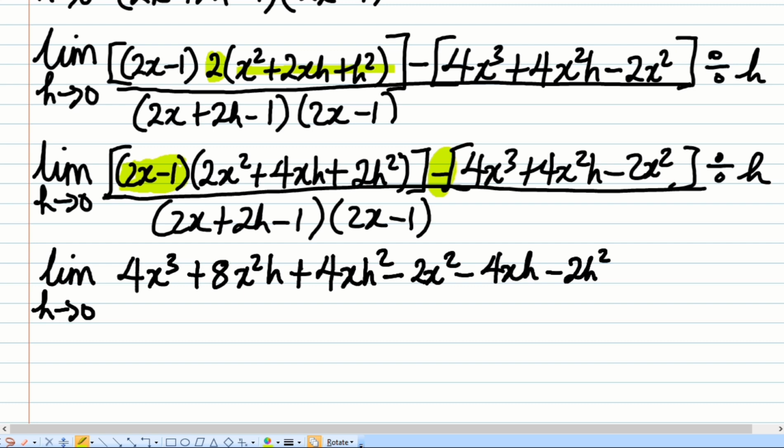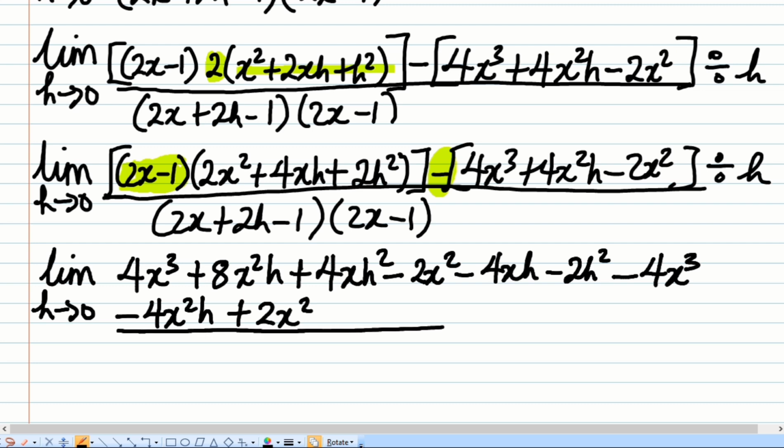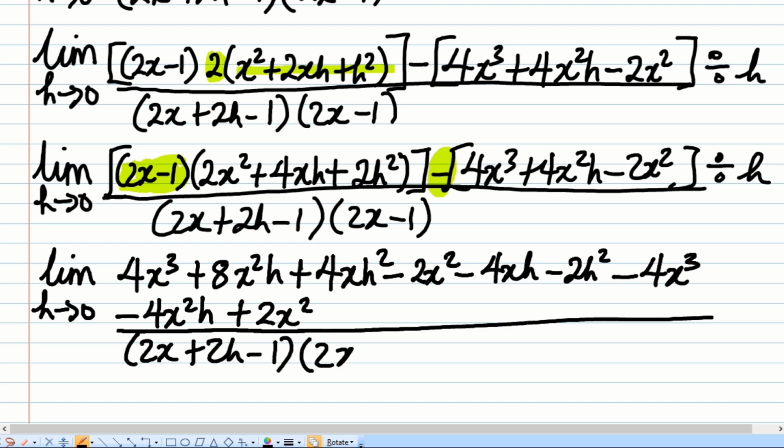So I'm now going to have minus, now this is going to be very long, minus 4x cubed. Minus 4x cubed. All right. I'm going to go to the other line. Minus 4x squared h. Minus will change the sign of this to plus, then plus 2x squared. And the whole of this is divided by 2x plus 2h minus 1 into 2x minus 1. And remember, divided by h.